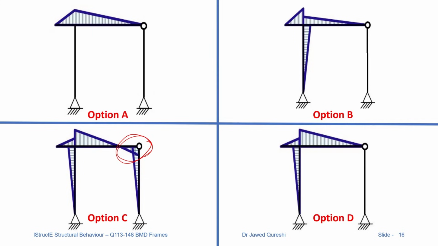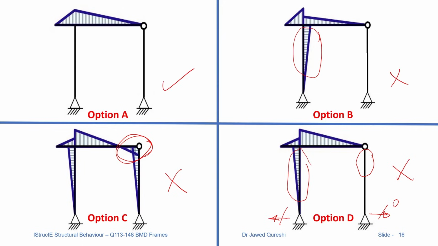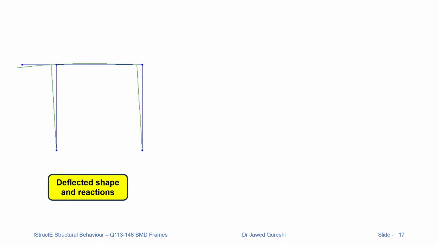But if we don't have any bending over here, it means that we don't have any horizontal reaction here. When there's no horizontal reaction on the right side, there shouldn't be any horizontal reaction on the left side to balance it. So when we don't have any horizontal reaction here, it means that we shouldn't have bending in the column. That's the reason C is wrong, D is wrong, B is wrong. The correct option is option A, but we will draw the deflected shape to find out if this is the correct option. This is how the beam is deflecting.